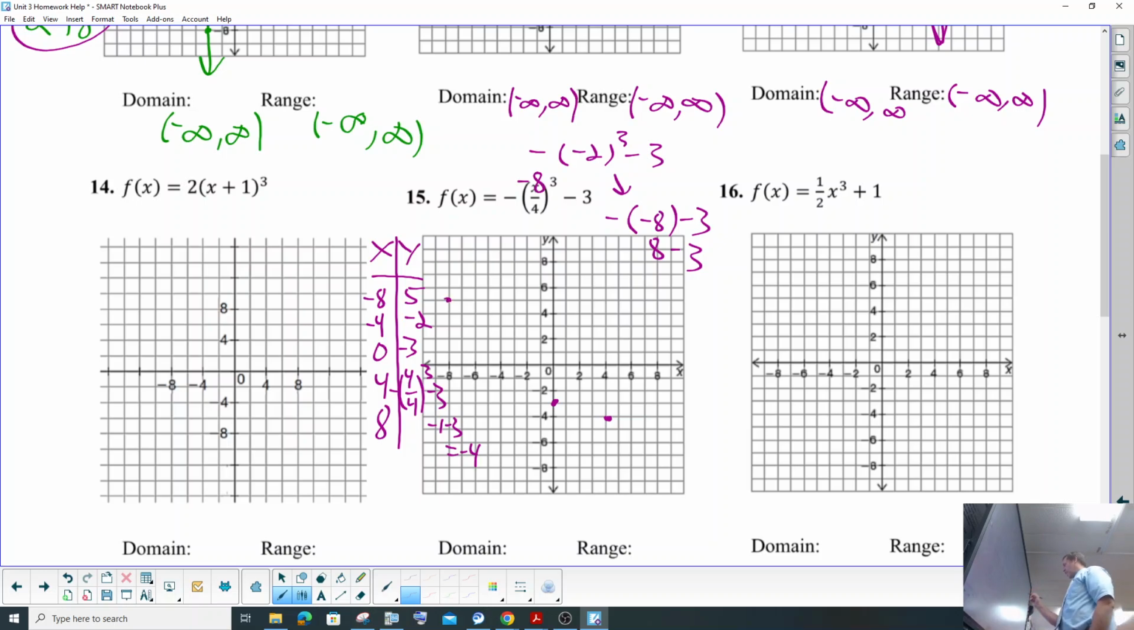Okay. And then a negative 4. A negative 4, what did we get again? We got negative 2. Let me double check that. So that's negative 1 to the third power is negative, is a positive 1. Yeah, negative 2. So negative 4, negative 2. Wow, this one's really wide. Plug in a positive 8 divided by 4 is 2. 2 to the third power is 8. So we get a minus 8 minus 3 is negative 11. So plug in an 8 and we get a negative 11. 8, negative 11, way down here. Yeah, that kind of looks right, doesn't it? Very wide.